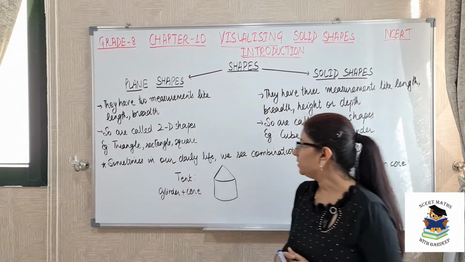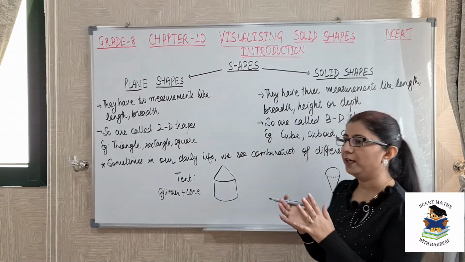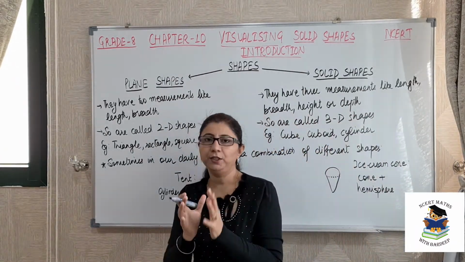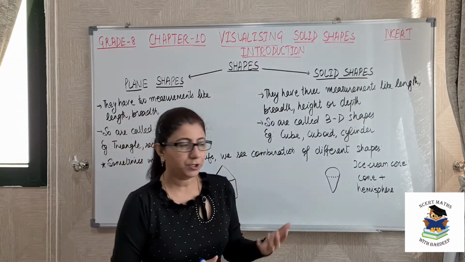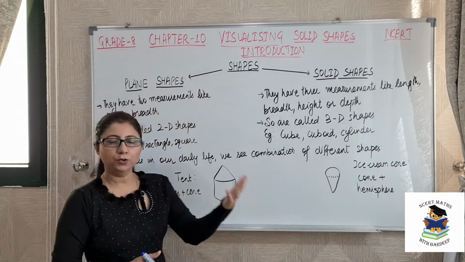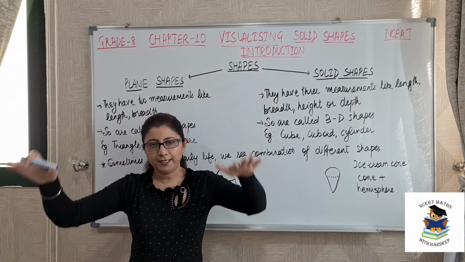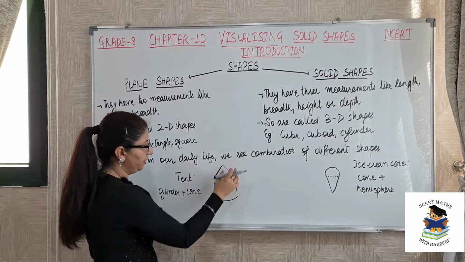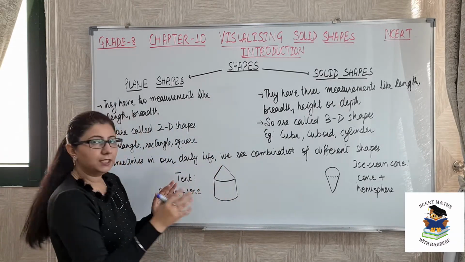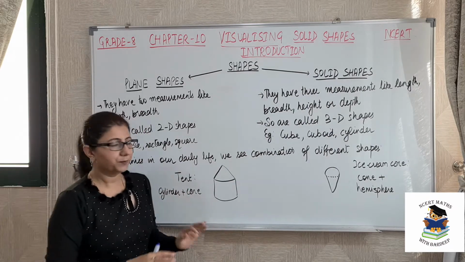Sometimes in our daily life we see a combination of different shapes. That is, we cannot say that only one particular shape is there. It may be a combination of more than one shape. For example, a tent. You go for camping. In a tent we see that it is a cylinder at the bottom and on the top it is a cone. So this tent is basically a combination of two different shapes, cylinder and cone.